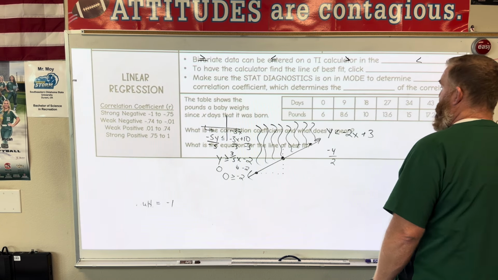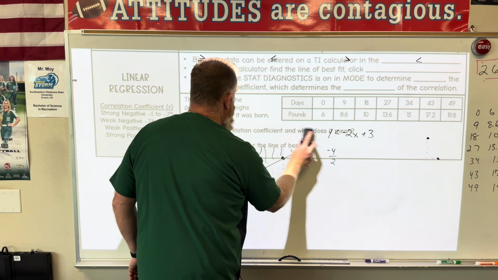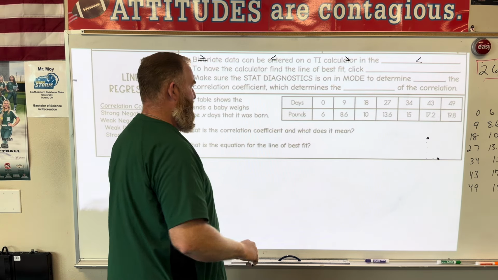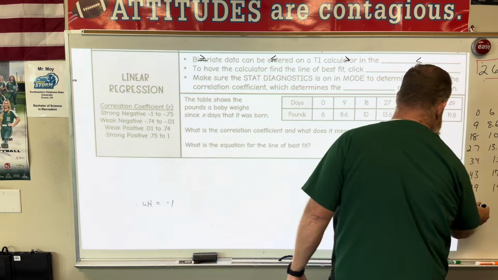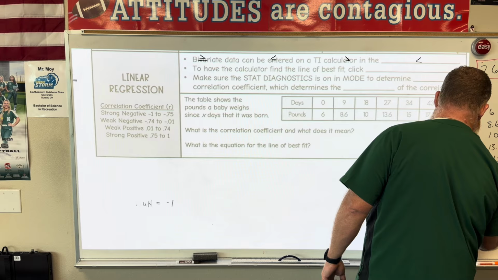Everybody with me on this? Because I want to show you this really, really quick. This is kind of important because you will see this. In Desmos, it's actually very, very easy. We're going to look for the correlation coefficient. So we're going to look for the R. We're going to talk about that. And the equation. We're going to look for the equation, line of best fit.